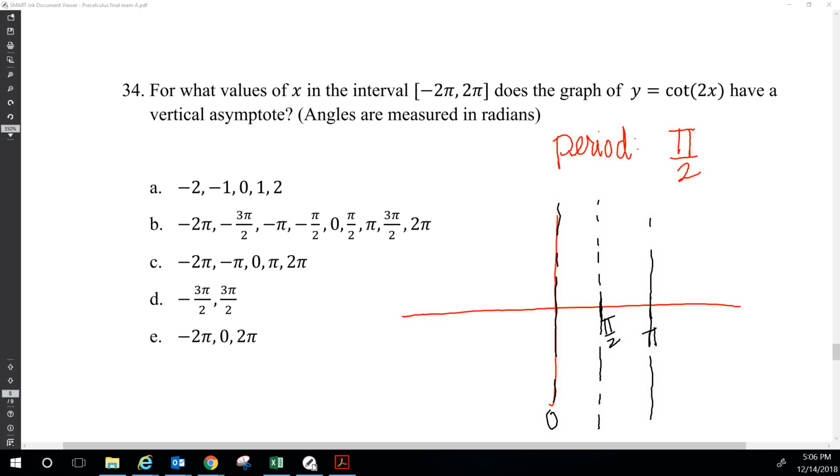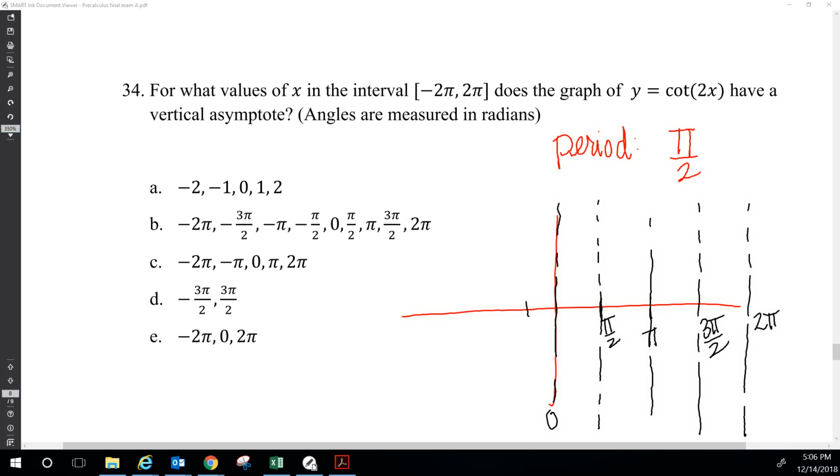They said, what values in between negative 2 pi and pi do I have an asymptote? So there's one at 0 and pi over 2, and my period's pi over 2. So another pi over 2 would be pi. Another pi over 2 would be 3 pi over 2. Another pi over 2 period would be 2 pi. That's where they want us to end.